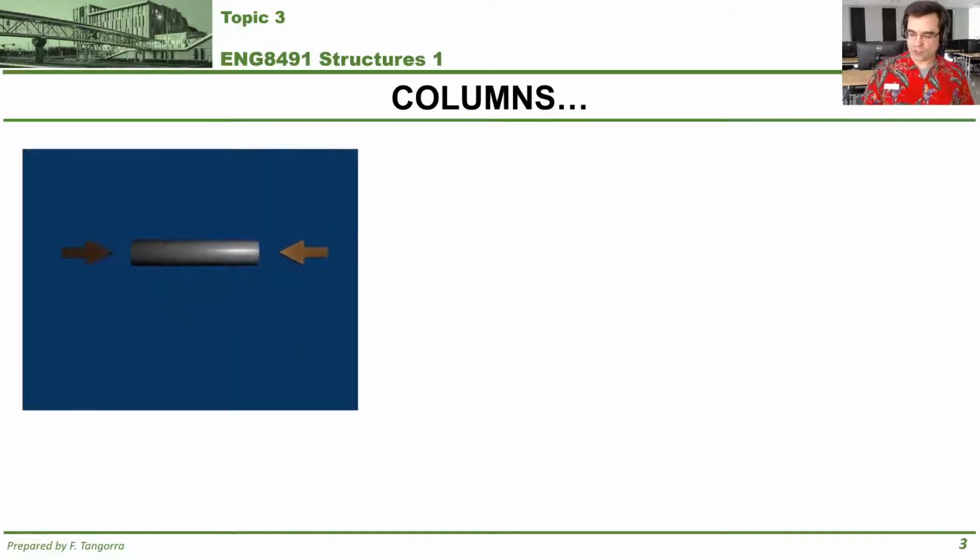For the most part, what are columns? Columns are kind of those elements that are expected to behave in compression. Okay, so I'm showing here an example of what I mean by compression. It's called compression, that kind of force that's causing whatever structural element you're looking at to become shorter. If you apply a force on an element and that element becomes shorter, that is compression.